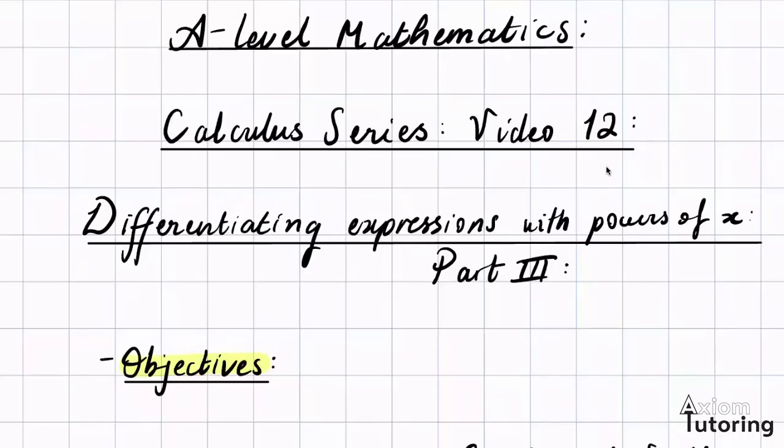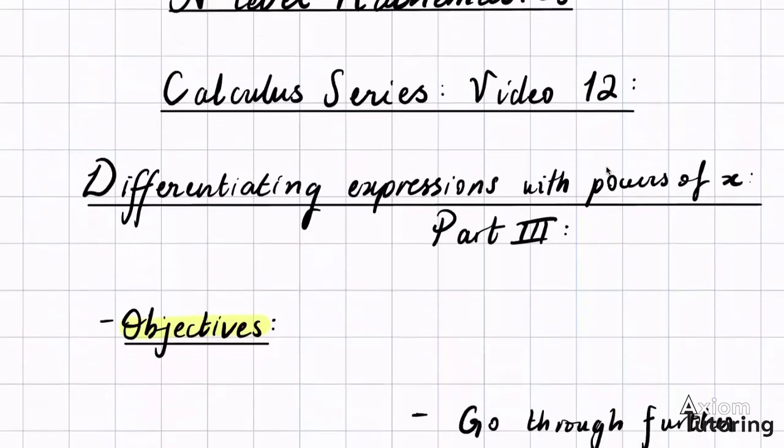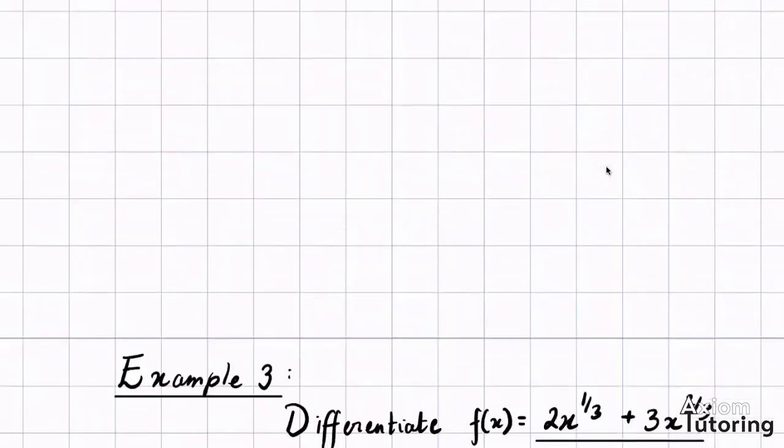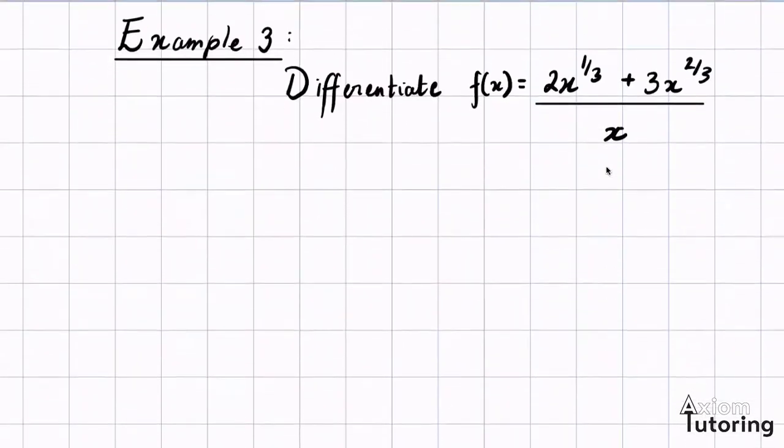In this video, we're finishing off differentiating expressions with powers of x, and our objectives are to go through further worked examples. So continuing on from the last video, this is example 3, and we want to differentiate the function f of x equal to 2x to the power of a third plus 3x to the power of 2 over 3, all over x. So the first step we're going to take is to try and rewrite this function a little bit.